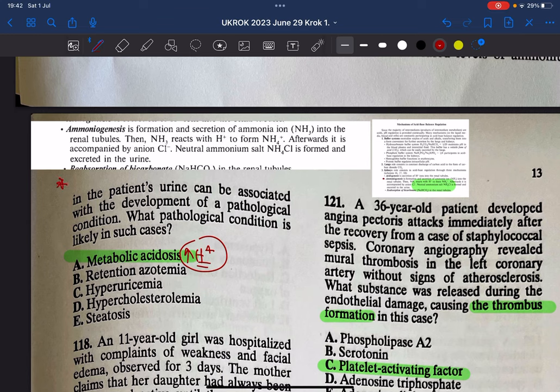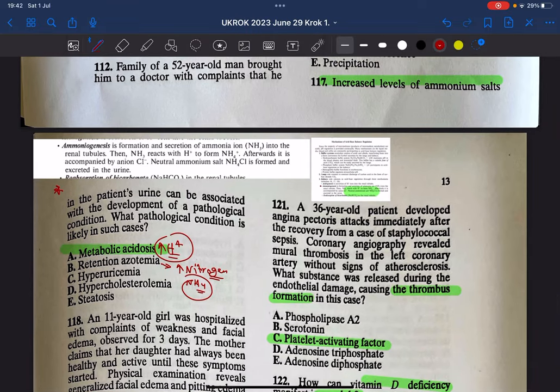But the answer can also be retention azotemia, which is when we have an increase of nitrogen. Basically, when we have increased nitrogen, free ammonia also increases. But here they said ammonium salts. So ammonium salts means that we are combining these extra hydrogen ions in the metabolic acidosis with free ammonium, and then producing ammonium salts, so we can get rid of the extra hydrogen ions in the urine and decrease the acidity, compensate the acidity.